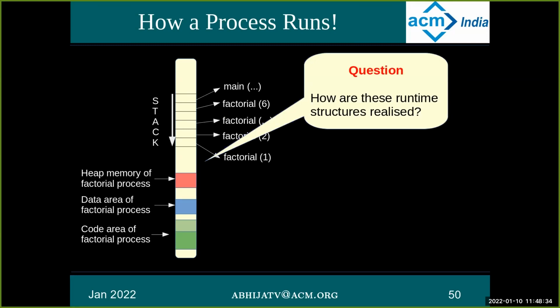The key question that we have is, how are these runtime structures realized? Heap memory, data area, code area. That code area, data area seems all right. But what about heap and stack? What is the role that these fellows play? Why is it that I have this idea of an activation record and I'm saying activation of main is activated? What is activation? Why is it that I'm using stack for this?